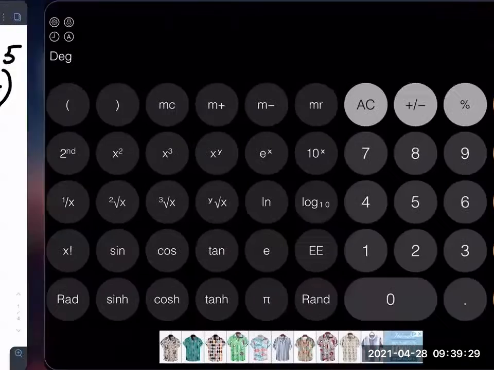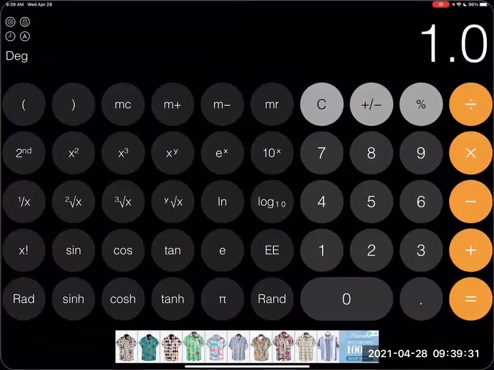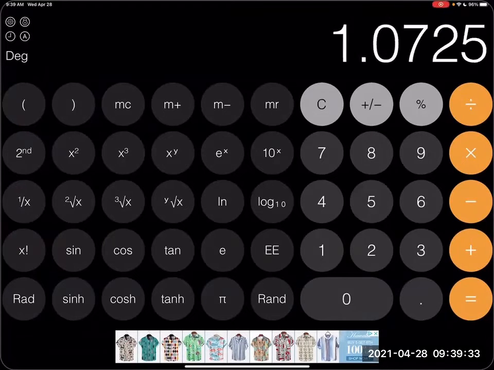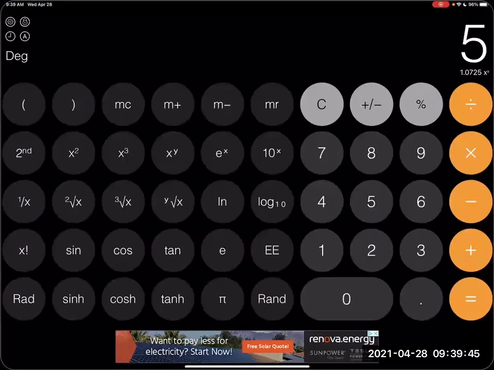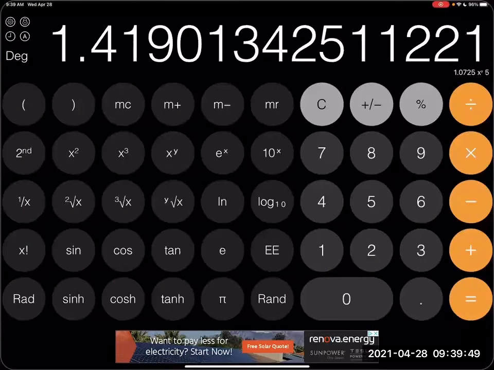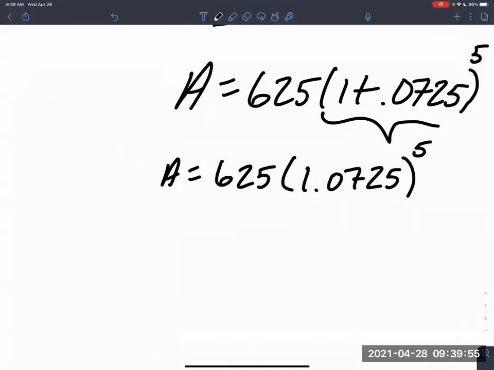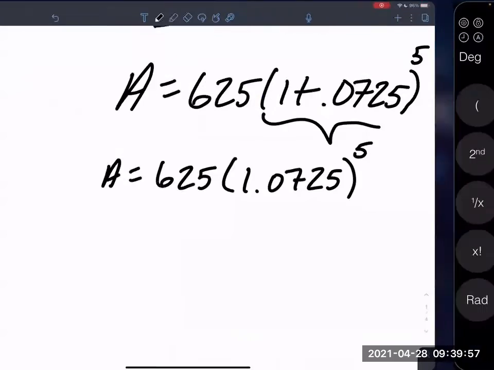1.0725. If you have an iPhone, you're gonna hit the X to the Y power button, and we're raising it to the 5th power. 5th power equals. That's an ugly number. Don't press anything yet, okay? We're going to take that ugly number and multiply it by 625.